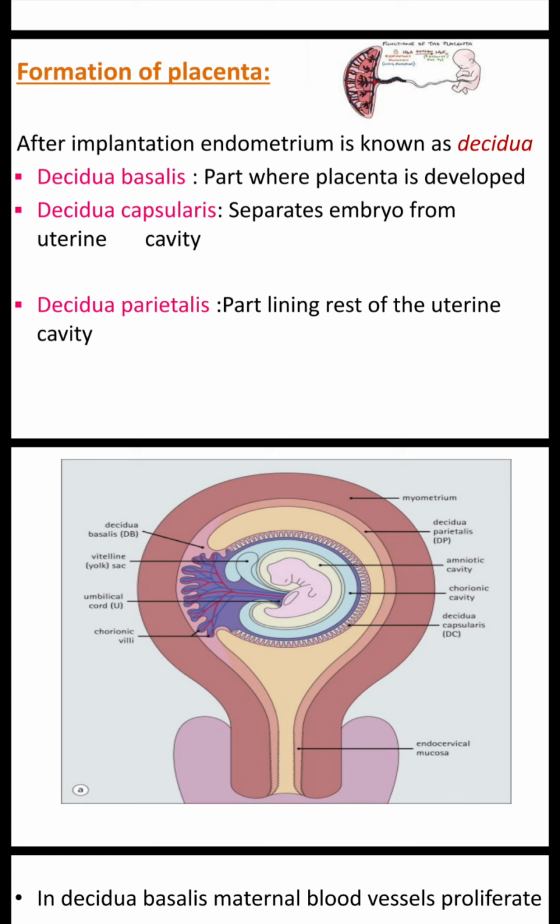In the image you can see the decidua basalis. It is the part where the placenta is developed. Now, the decidua capsularis separates the embryo from the uterine cavity, and the decidua parietalis lines the rest of the uterine cavity. So, the decidua basalis is the part of the endometrium where the placenta is developed, the decidua capsularis separates the embryo from the uterine cavity, and the rest of the uterine cavity is decidua parietalis.